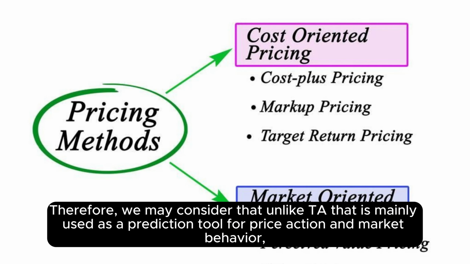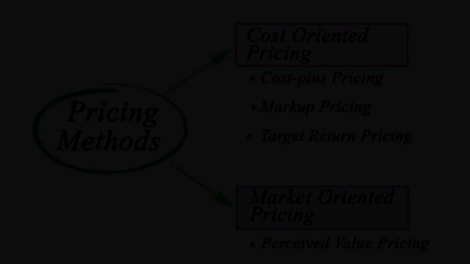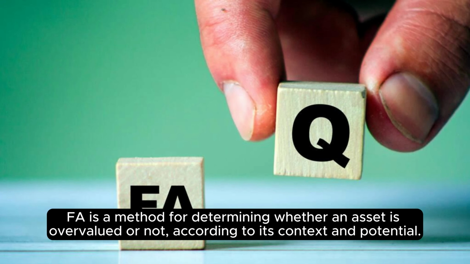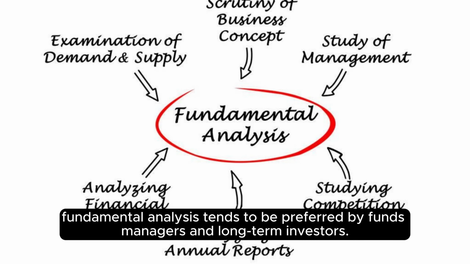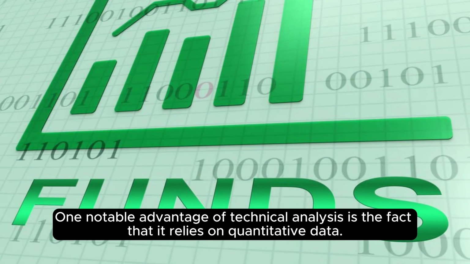Therefore, we may consider that unlike TA, which is mainly used as a prediction tool for price action and market behavior, FA is a method for determining whether an asset is overvalued or not according to its context and potential. While technical analysis is mostly employed by short-term traders, fundamental analysis tends to be preferred by fund managers and long-term investors.